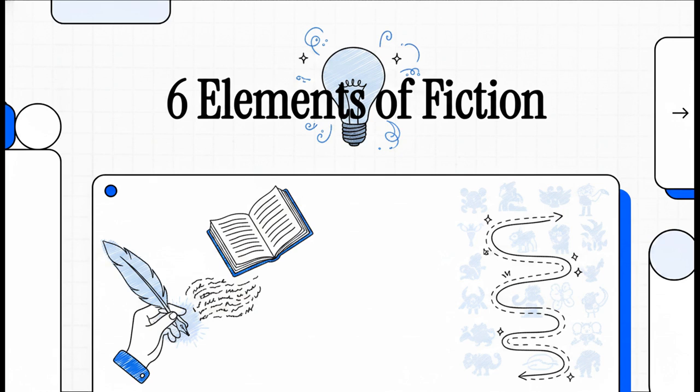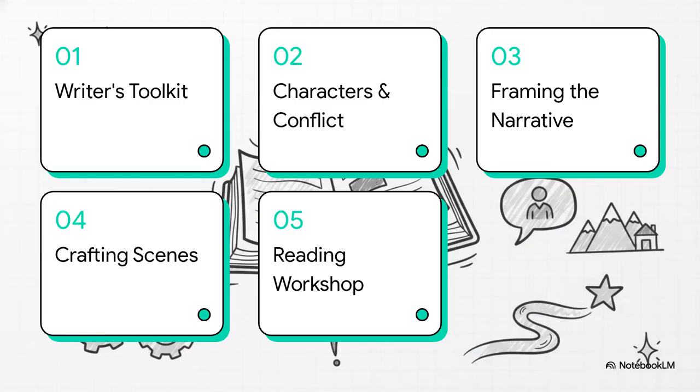And that is exactly why I've put together this explainer. Today, we are turning this session into a practical workshop guide to demystify the 6 core elements of fiction writing. Okay, let's dive right into our workshop syllabus. We're going to cover the fiction writer's toolkit, characters and conflict, framing the narrative, crafting scenes and prose, and finally, a really cool reading workshop exercise. Every single great story breaks down into these manageable building blocks.